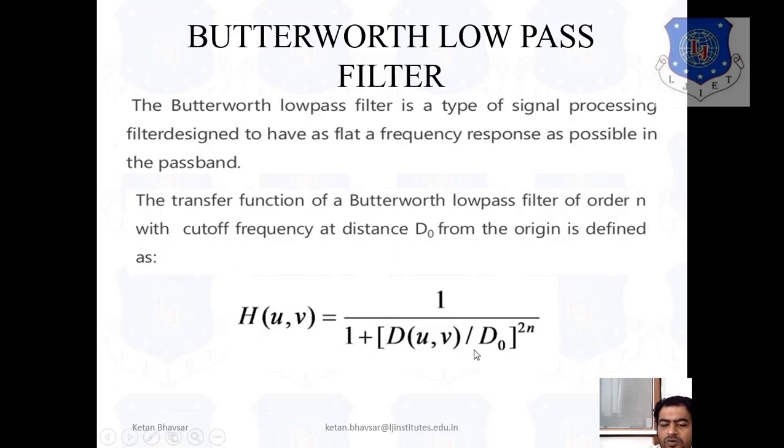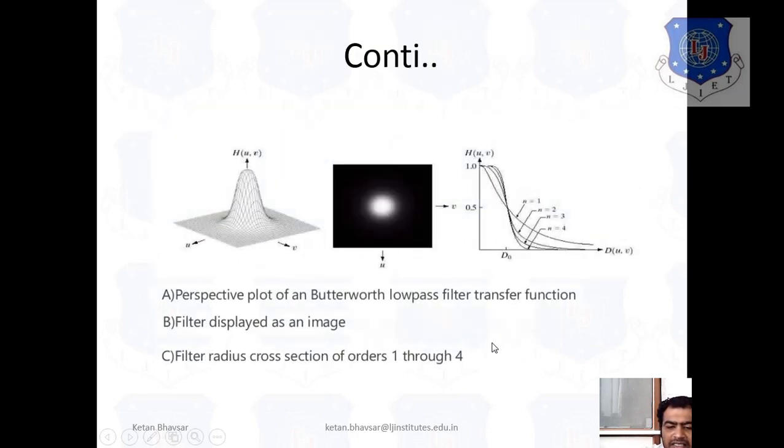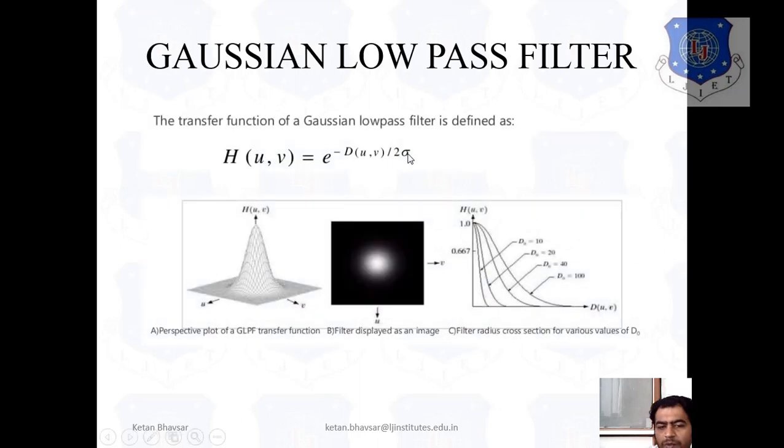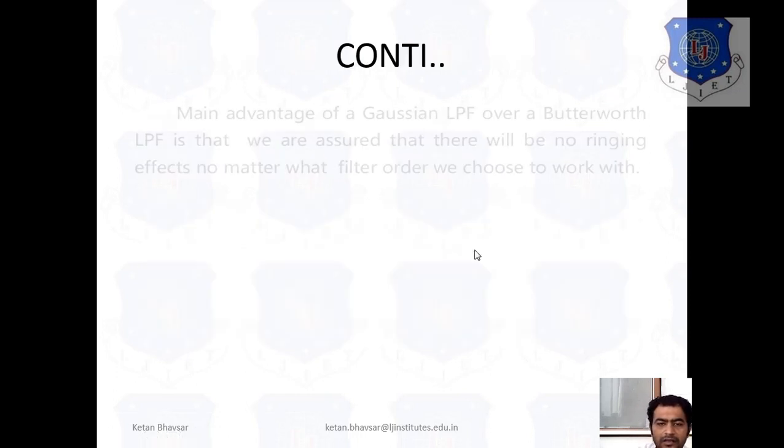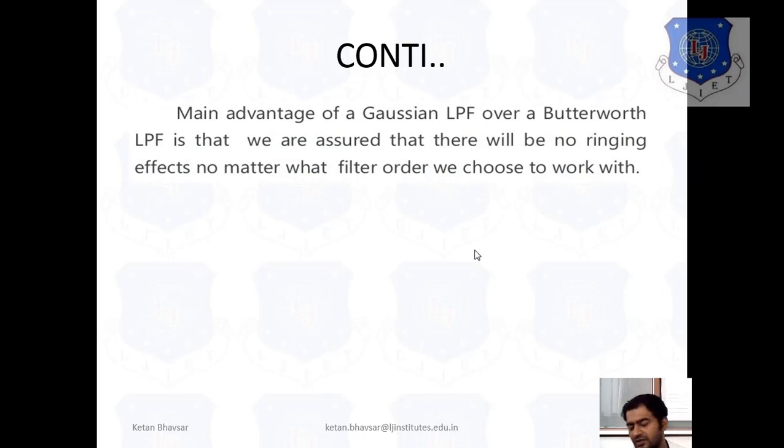As you can see, 1 plus D of u comma v divided by D0, raised to the power of 2n, and similarly we can easily identify a row based equation, because if you vary the value of row, you can see the variations graphically and also in the image. So we can differentiate the range value from low to high or high to low, and this is the initial threshold point that we can also set when working in MATLAB programming. Based on the ringing effect, we can definitely prove that the Gaussian low pass filter works better than the Butterworth low pass filter.